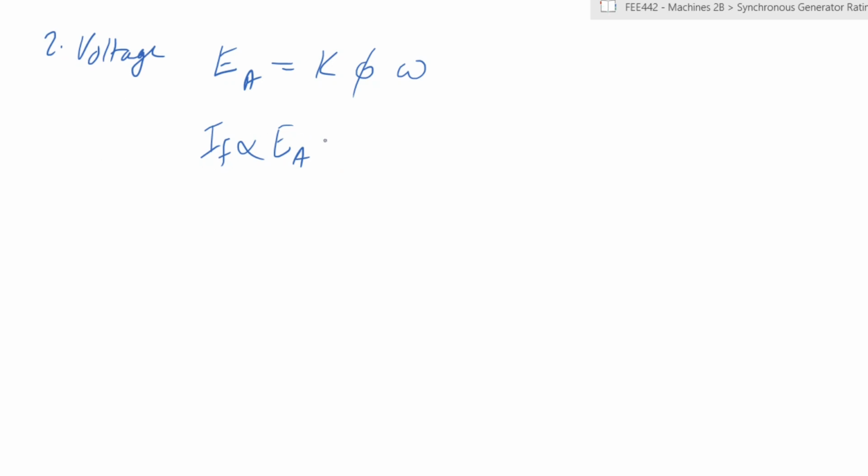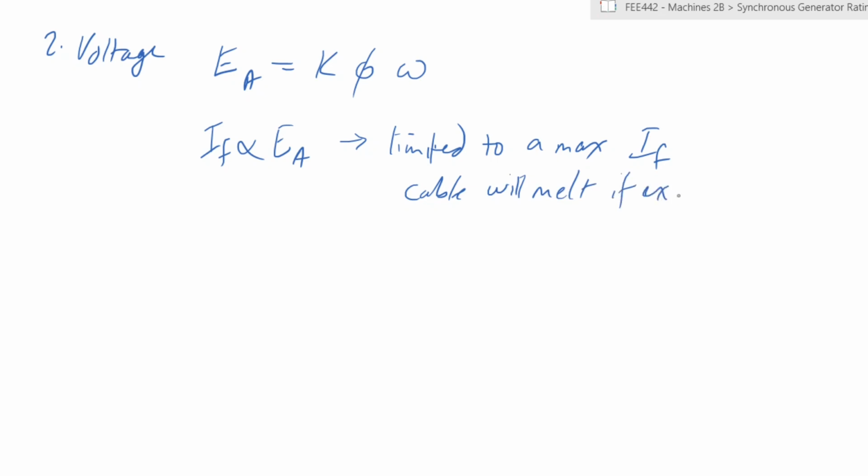And the field current itself, of course, has a limit. It is limited to the current that the conductors can carry, so a maximum I_F. The field conductors have a certain limit as to the amount of current they can carry. If the limit is exceeded, the cable in the field windings will melt. So one of the key elements is field current.